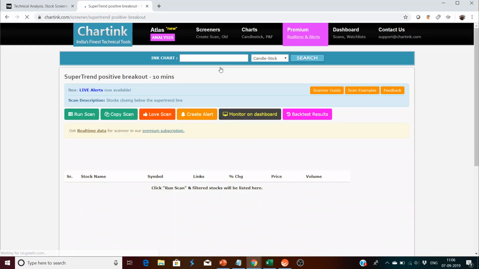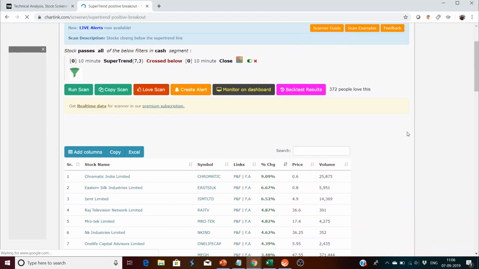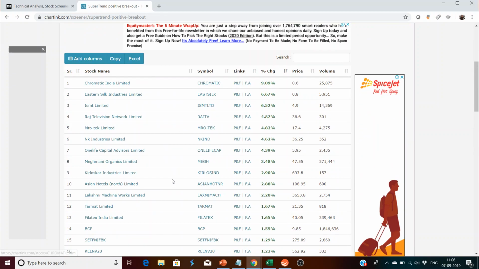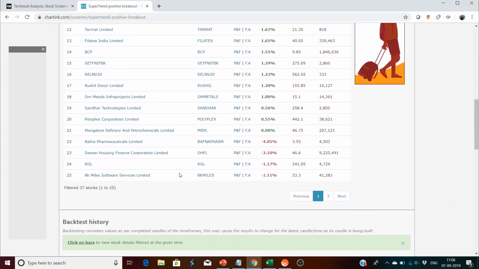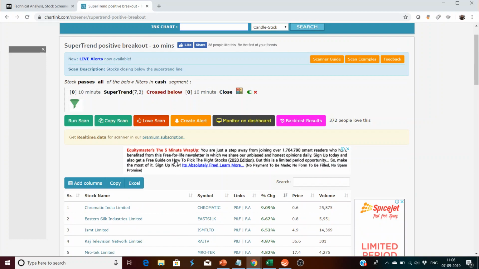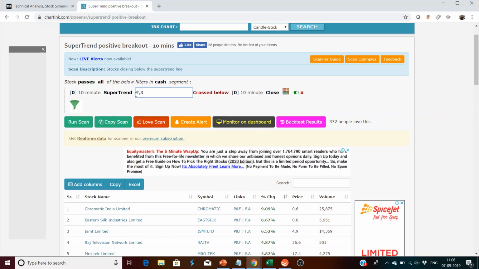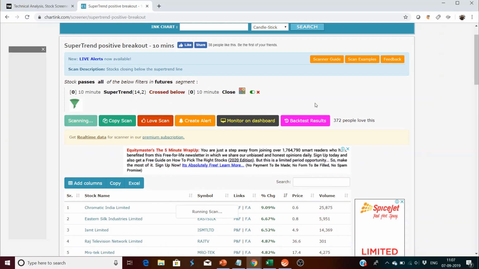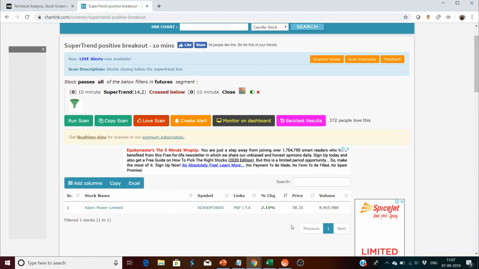If you click on this, you'll get the scanner, and you get to see these are the stocks which are satisfying the condition of super trend 10 minutes. So you can change the settings here if you're using 7, or you can use 14 and 2, and you can say cash or futures. You can say futures and then scan. So Adani Power is the only thing which is available. So you can go through the chart and analyze whether this is correct or not.